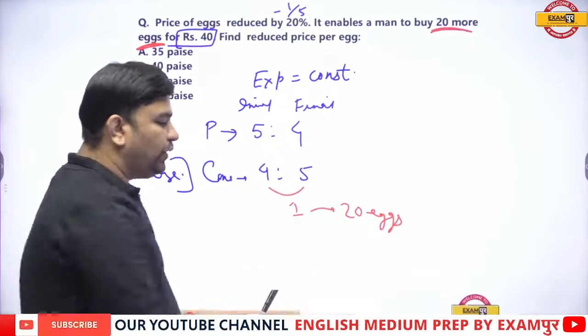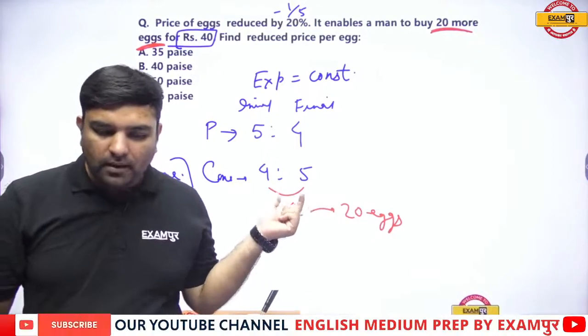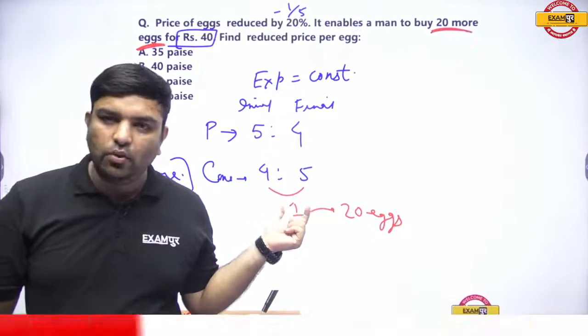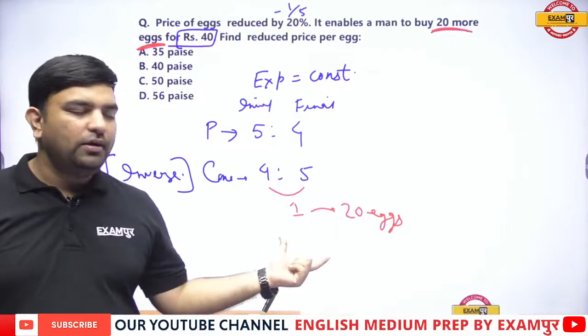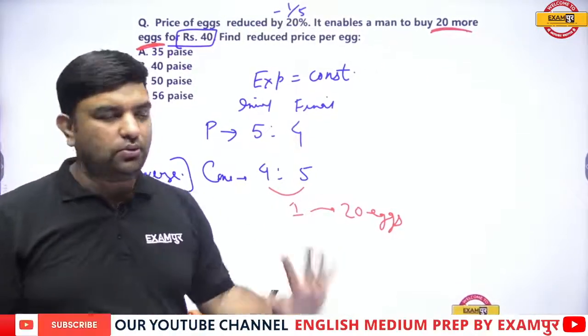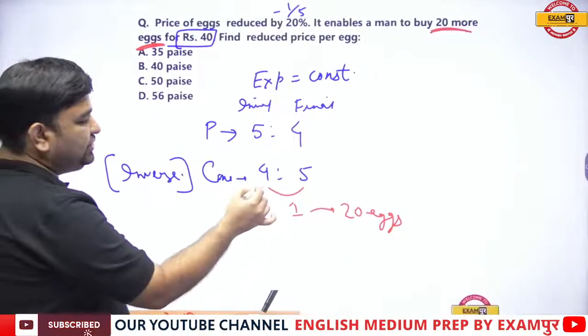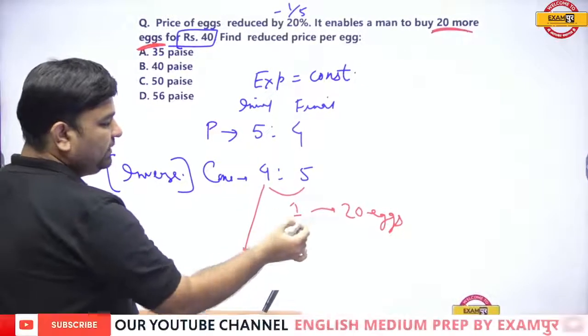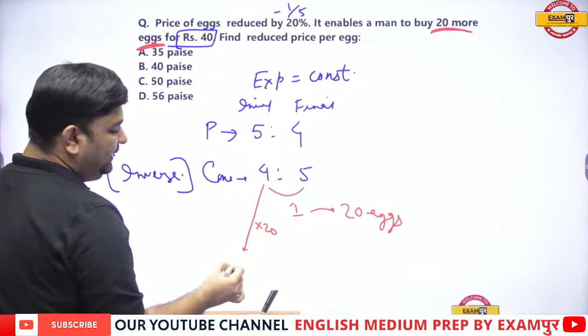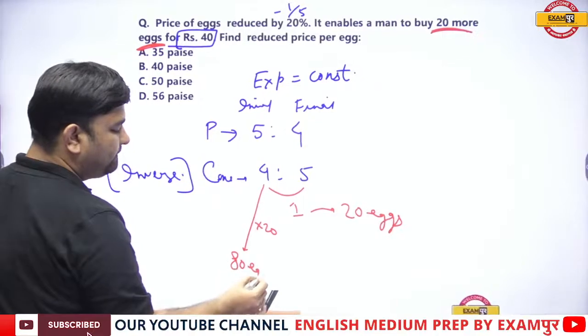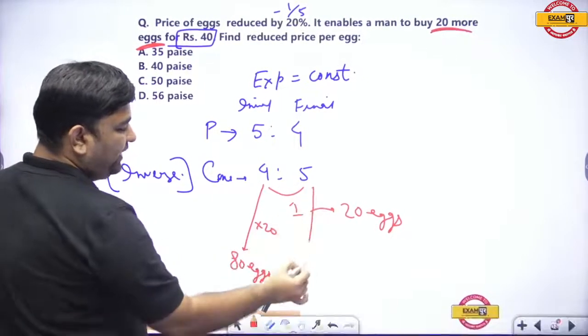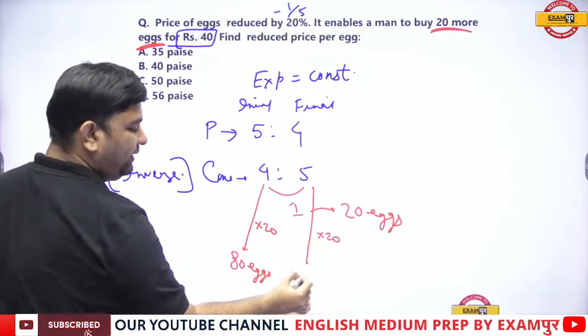According to ratio, it is one more consumption. Actually, according to the question, it is 20. So 1 is equal to 20. Initial consumption 4, so 4 into 20, 80 eggs. And final consumption 5, 5 into 20, 100 eggs.